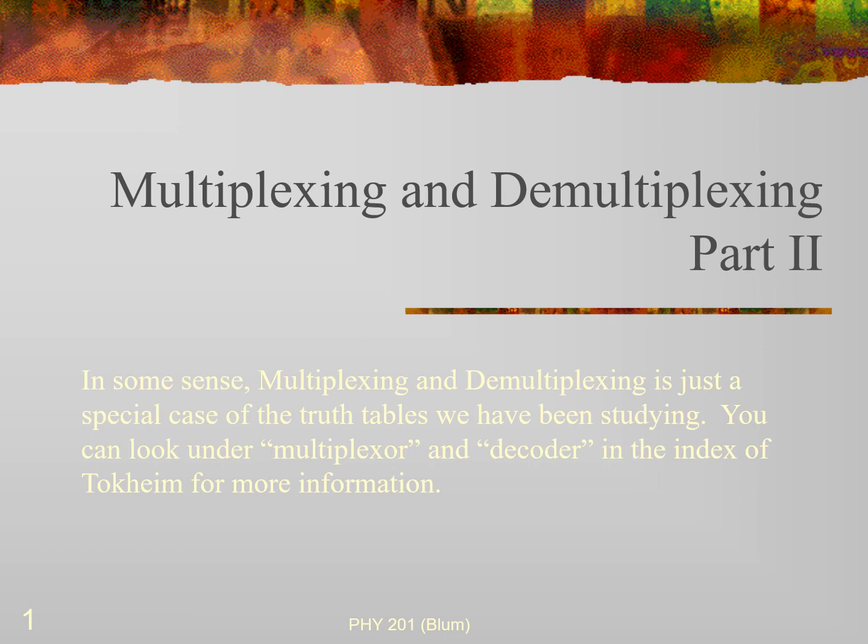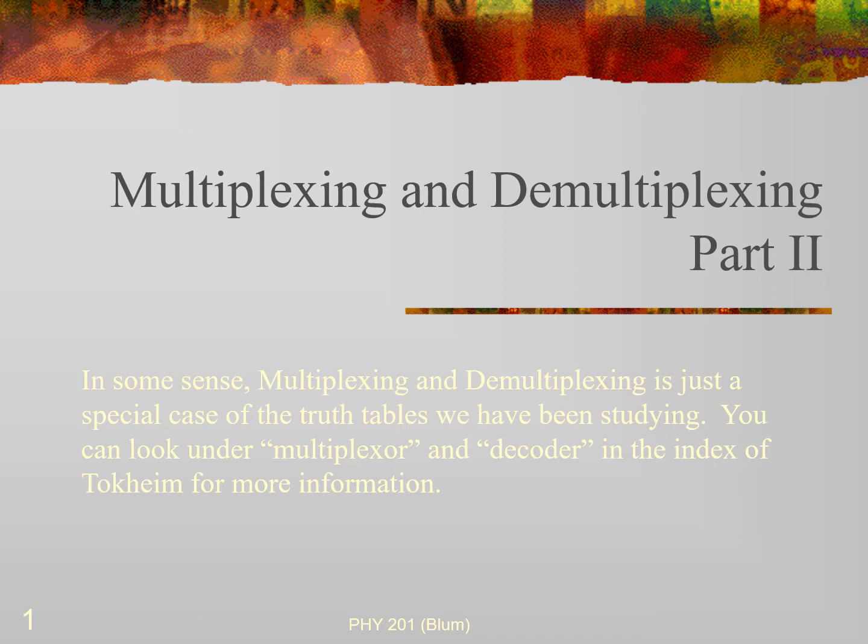This is the second presentation on multiplexing and demultiplexing. Here the emphasis will be on demultiplexing. And again, both multiplexers and demultiplexers are just an example of truth tables, so we will look at that.